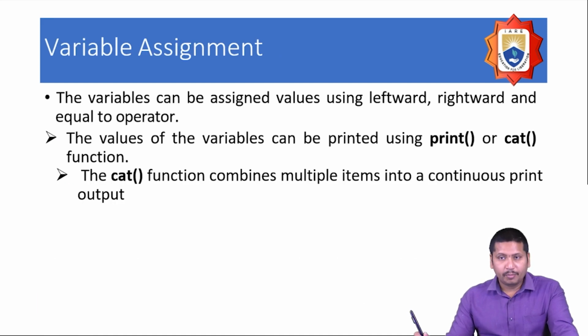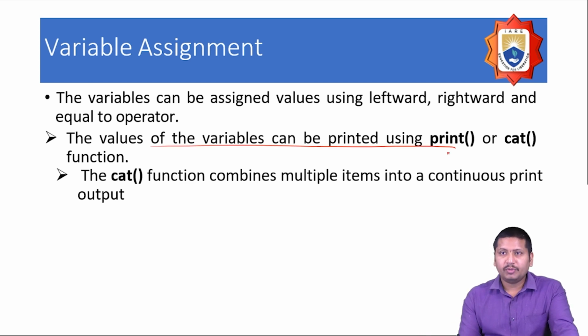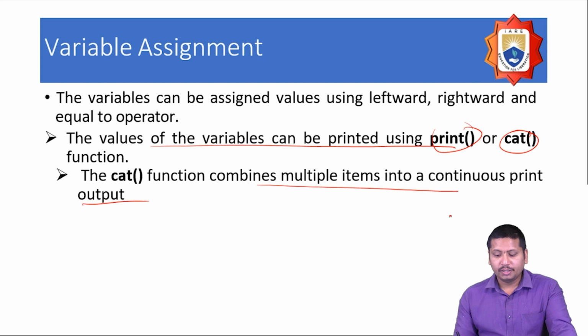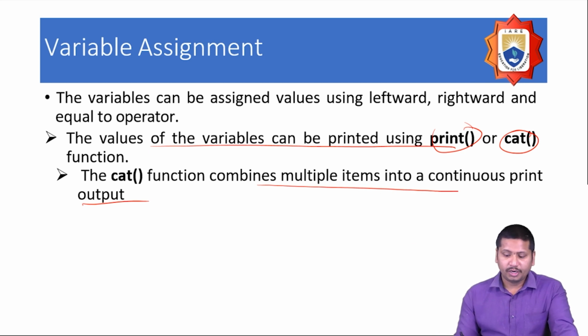Then variable assignment. Here the variable can be assigned using the left arrow, right arrow, and equal to operator. The values of the variables can be printed using the print function or the cat function. The cat function combines multiple items into a continuous output. So the variable can be assigned using the left arrow, right arrow, or equal operator, like variable name is equal to value.